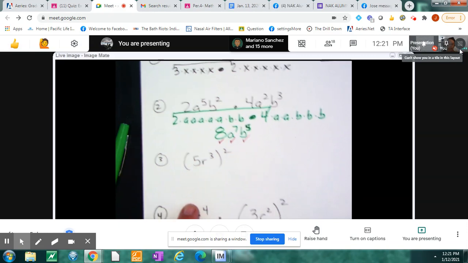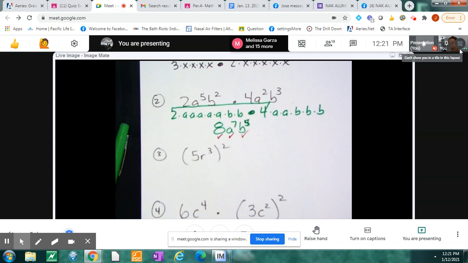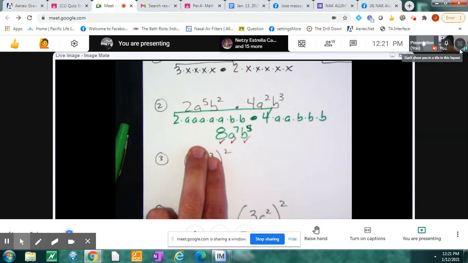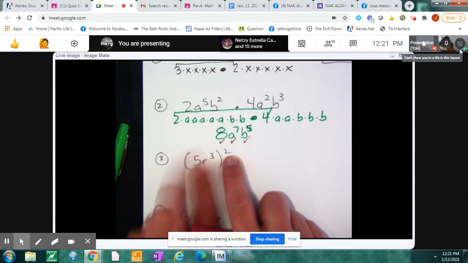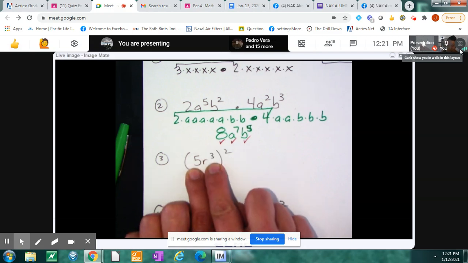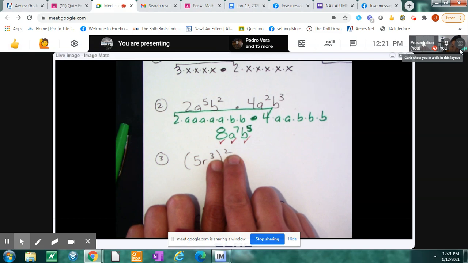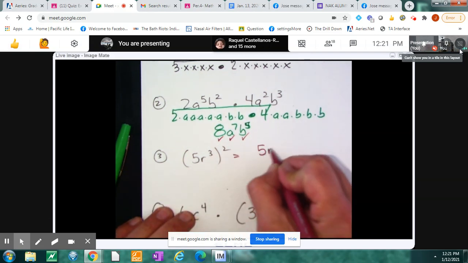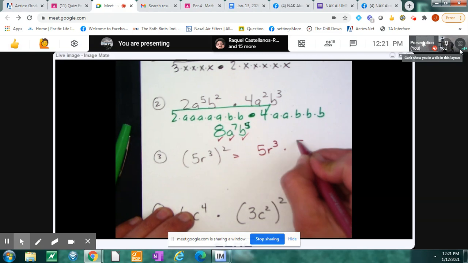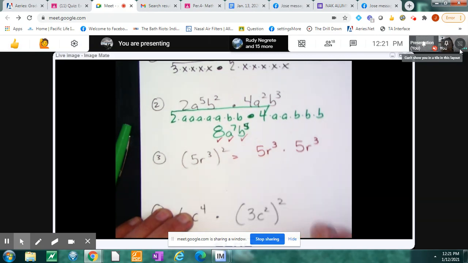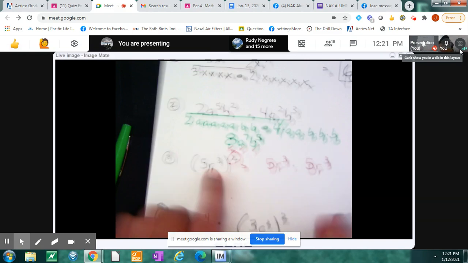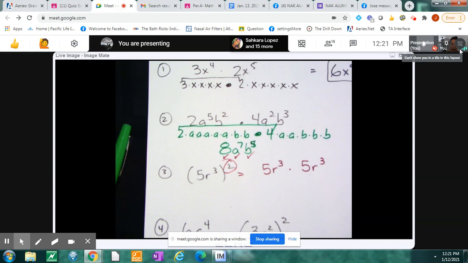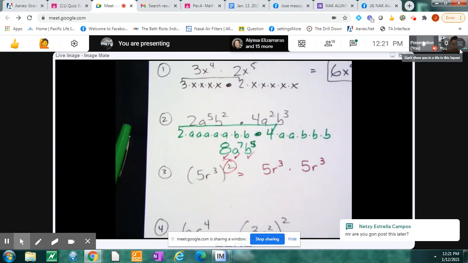Oh. There you go. So now, see how this has a parentheses? And that's raised to 2. So you're going to have to do everything that's in the parentheses to the power of 2. So we're going to write this twice. 5r to the third times 5r to the third. See? Because it's to the power of 2. Now you're going to do the same thing you were doing over here. Break it down, because there's no parentheses.